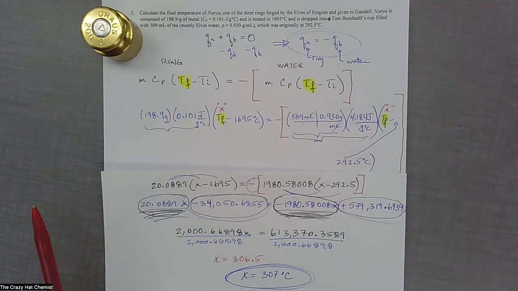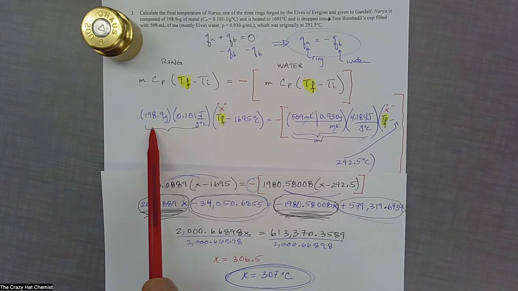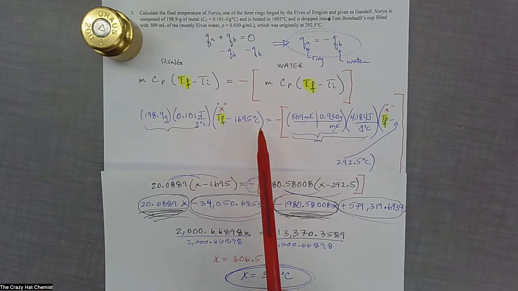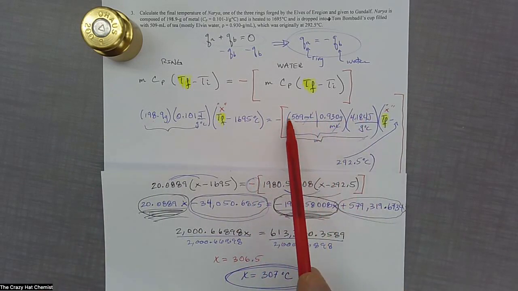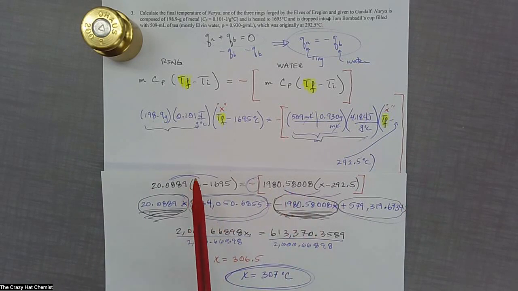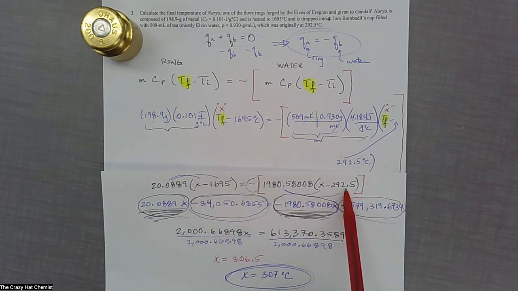Then mathematically, what we're going to do is multiply these two numbers, and I'm going to get this number right here of 20.0889. I'm going to take the product of these three numbers, and I'm going to get this 1980 number. Then I am going to take my TF and substitute it in for X. And then I have my other numbers of my initial temperatures of both the ring and the water. And then it's just a matter of solving for X here.